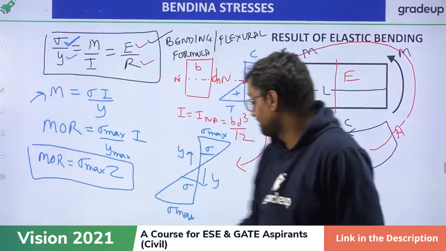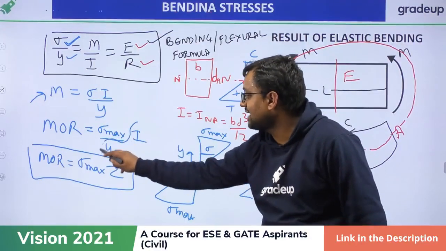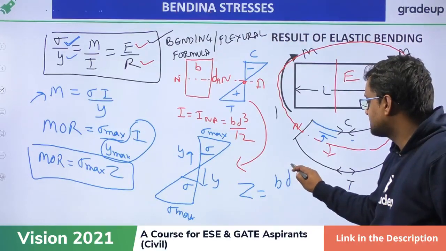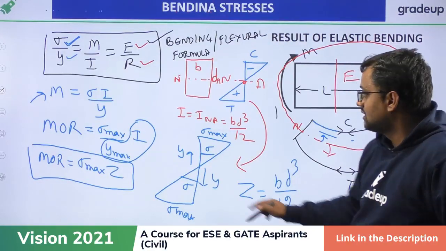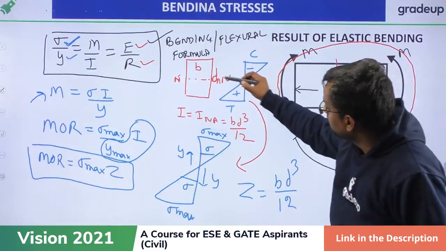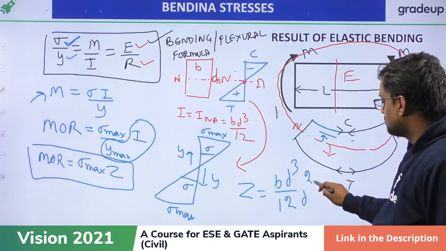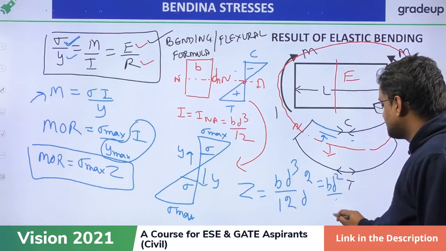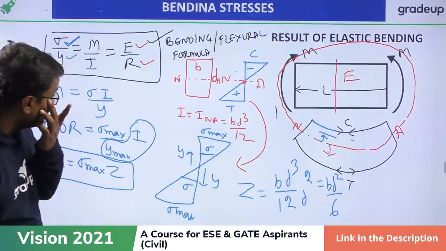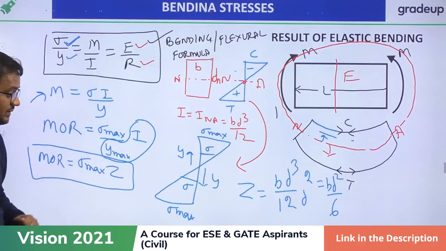My dear friends, Z is I by y max. Z for a rectangular section: I is how much for a rectangular section? BD cube by 12, and y max is the maximum distance from the neutral axis, which is D by 2. So Z is I divided by D by 2. So Z is how much? BD square by 6. So MOR for a rectangular section is sigma max into BD square by 6.